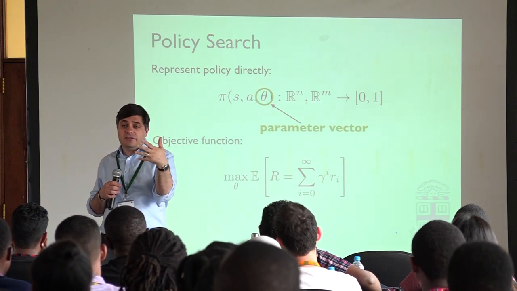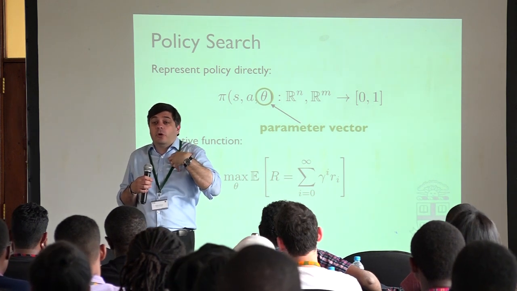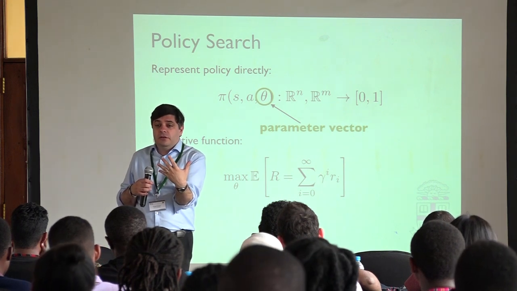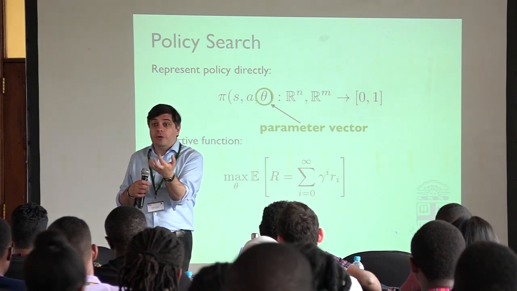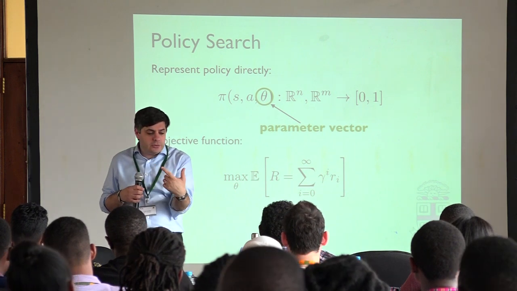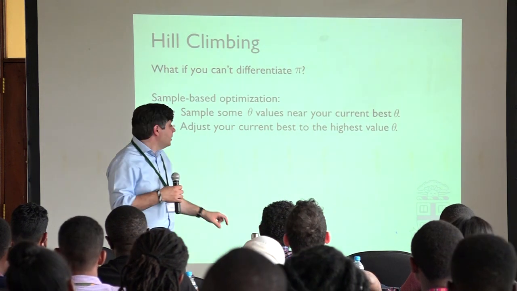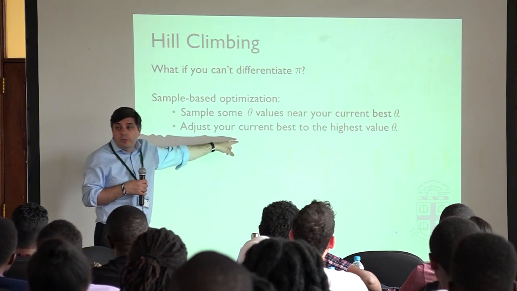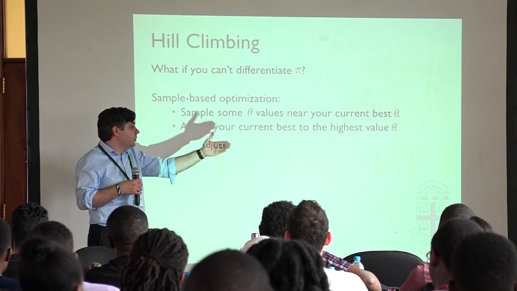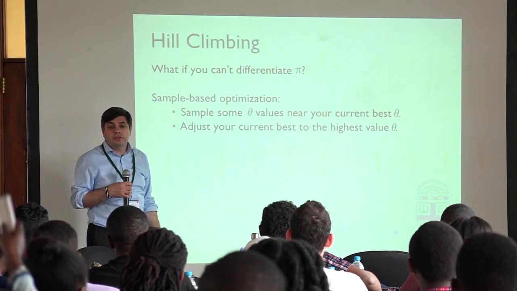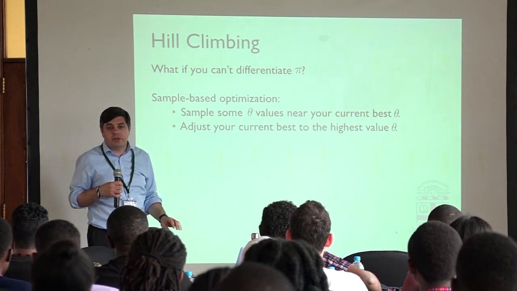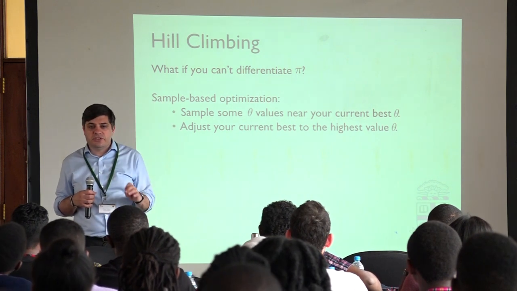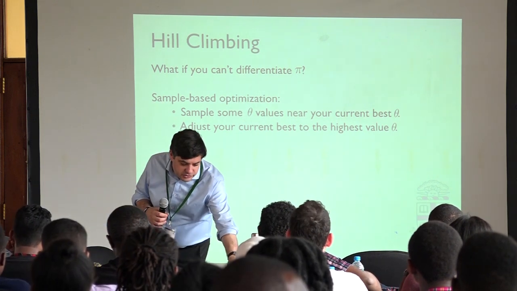With hill climbing, let's say that you have a policy, like I've written down a program for kicking, and it's got five variables in it. It's not clear how you can get the derivative of that program with respect to those variables. But what you can do is you can just sample some theta values near your current best theta, write down the rewards, and then move your current best theta towards the one that had the highest reward. It's like the world's simplest search algorithm, hill climbing. Interestingly, a large fraction of the current state of the art in policy search does this. Okay, so let me show you an example.